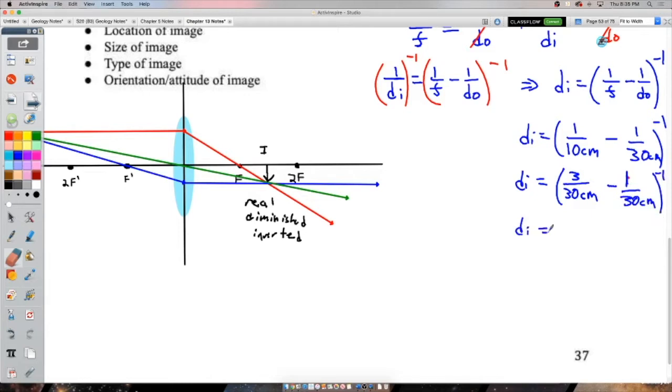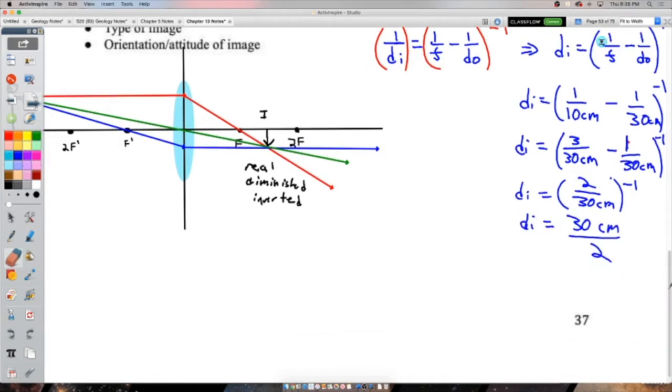So DI equals (3 minus 1) is 2 over 30 centimeters, right? Then we can flip that, power of negative 1, and there we go. Without a calculator, we've now solved this. So DI equals 15 centimeters. Just a good skill maybe sometimes to try out is, can you solve it without a calculator?